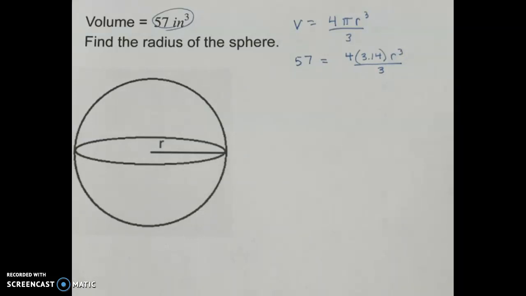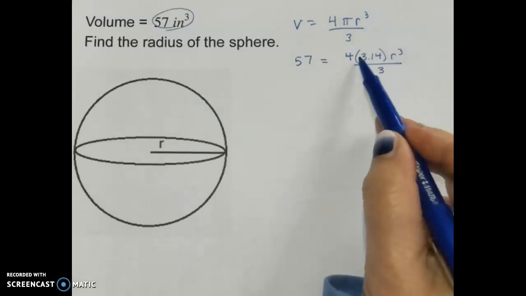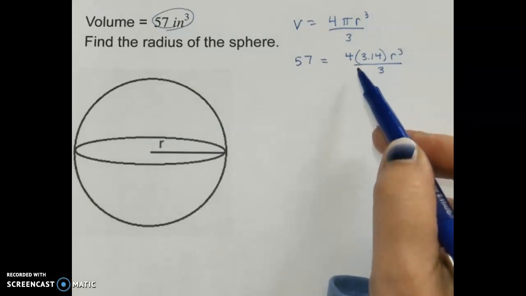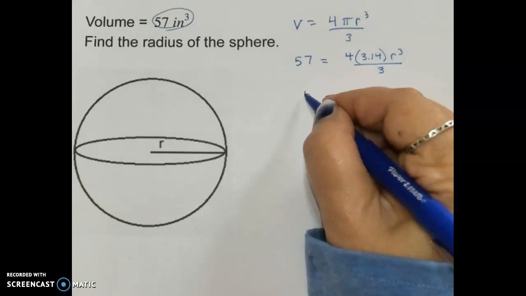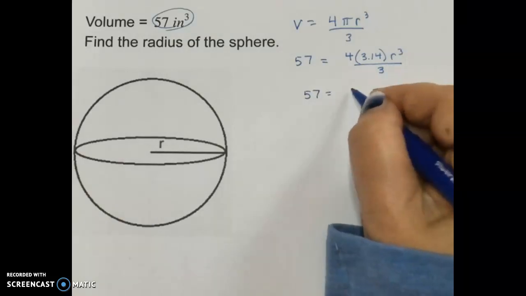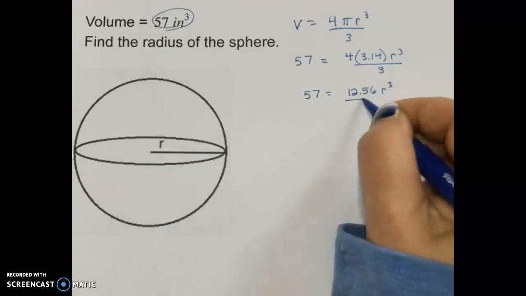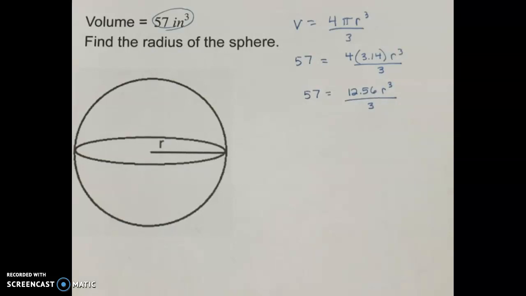Okay, now our next step is going to be to multiply anything on that top portion of our formula. So in this case, I can multiply 4 times 3.14, and that should give me 12.56 times radius cubed divided by 3.